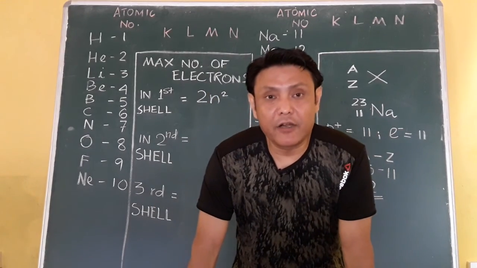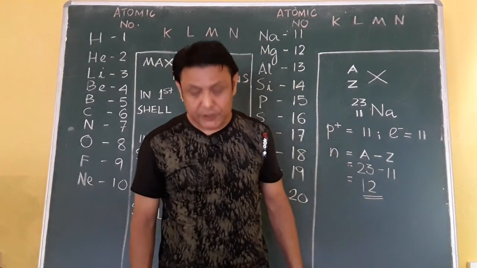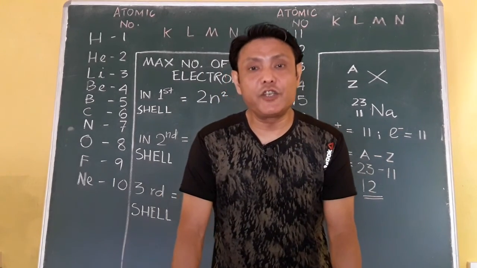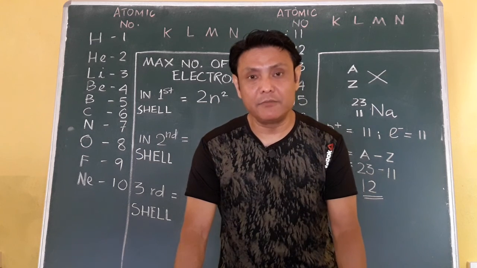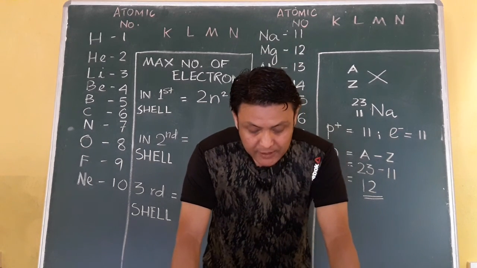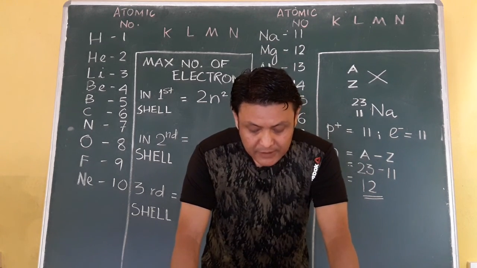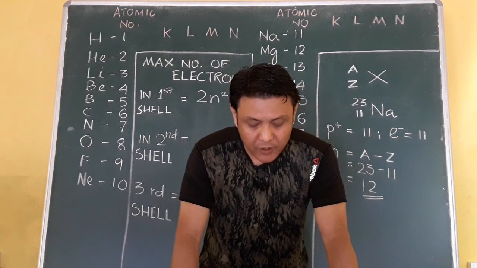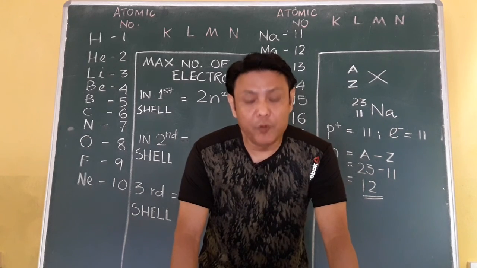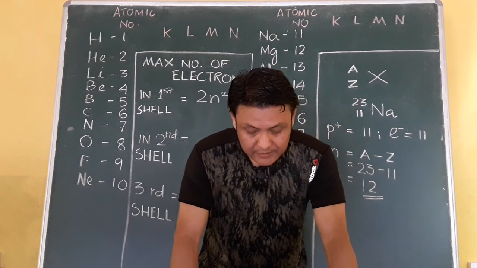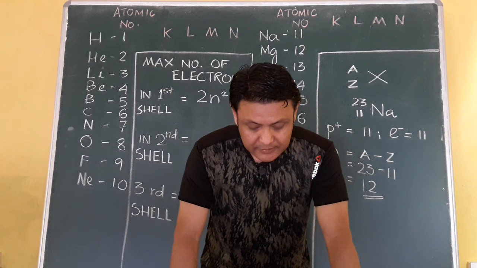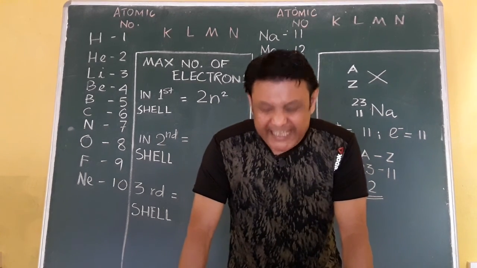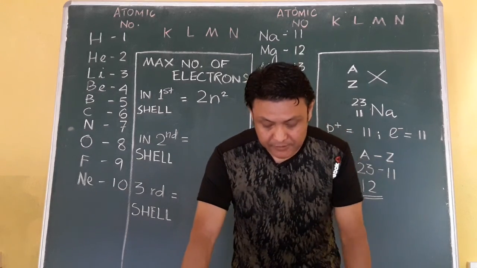Now what is electronic configuration? We all know that the distribution of electrons in an atom on different shells or orbits in an atom is called electronic configuration. Niels Bohr and Charles Bury came together and proposed the electronic configuration, and this is known as the Bohr-Bury scheme of electronic configuration.